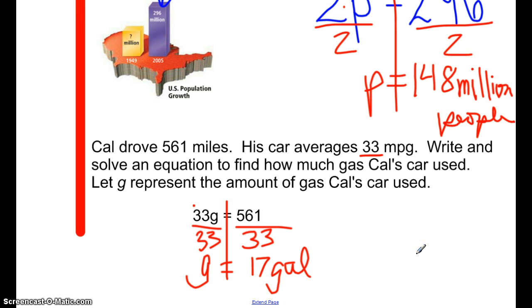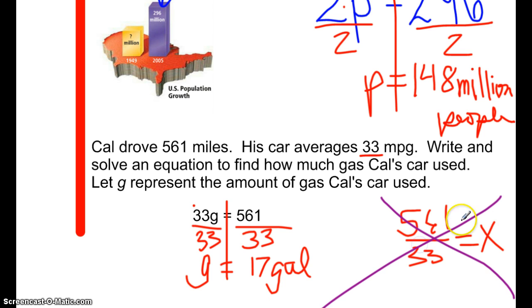Your job today is going to be to set up some word problems and solve them. So again, the variable has to be on the opposite side as the answer. You can't have, like this one, it is not okay to have something like 561 divided by 33 equals X. Can't do it. No, not okay. Is that how you find the answer? Yes, but this is not how you write an equation. That's bad. So don't do it that way. Make sure that you have the variable on one side and the answer on the other.